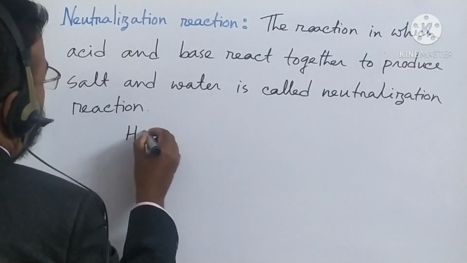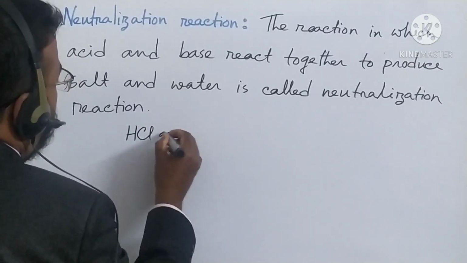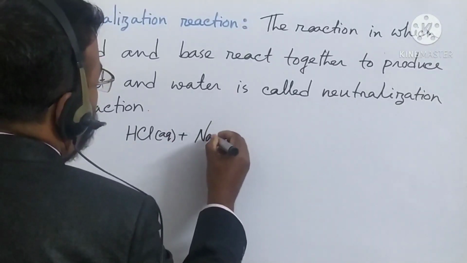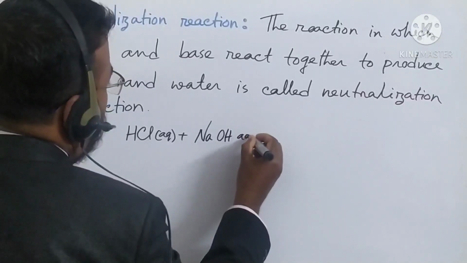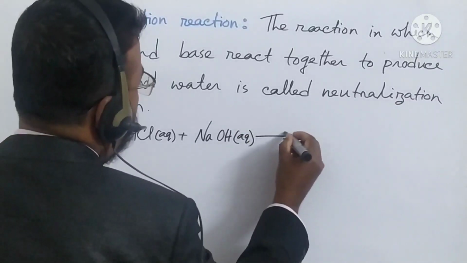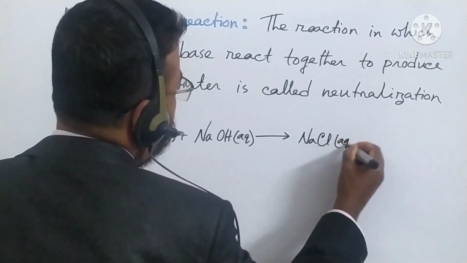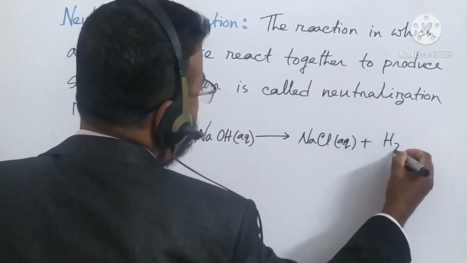Okay, now let us write the reaction. It is hydrochloric acid, aqueous, it reacts with sodium hydroxide, aqueous, then it produces sodium chloride plus water.